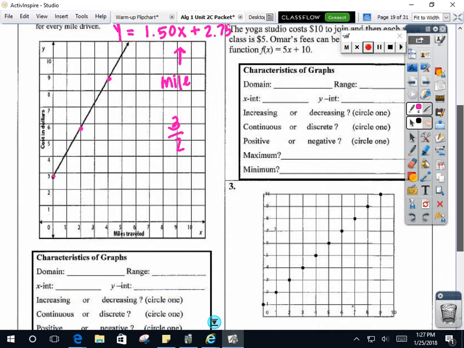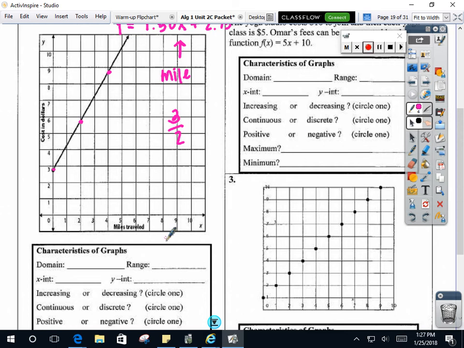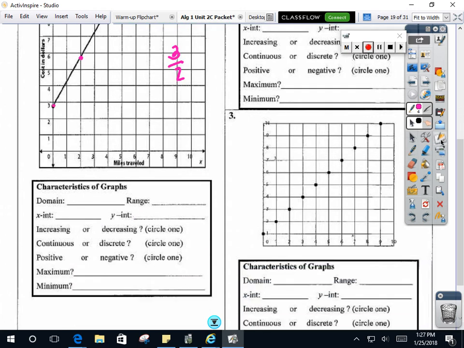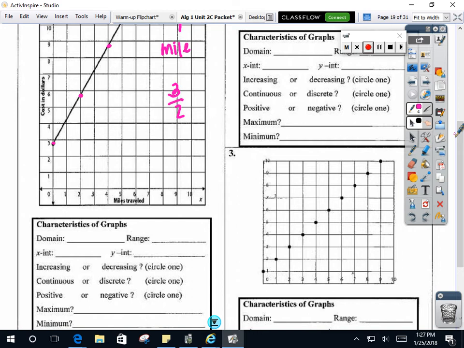Alright, I am going to skip domain and range for a second because to me it's the hardest thing for y'all to understand. And let's go ahead and take care of the easy things. Alright, x-intercept is where the graph touches the x-axis. Does this graph touch the x-axis? Okay, so you think if you continued it this way it would touch at -1.